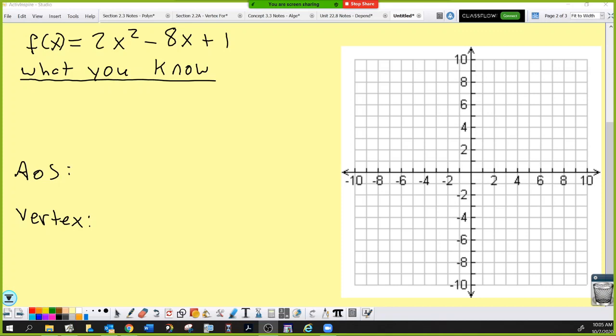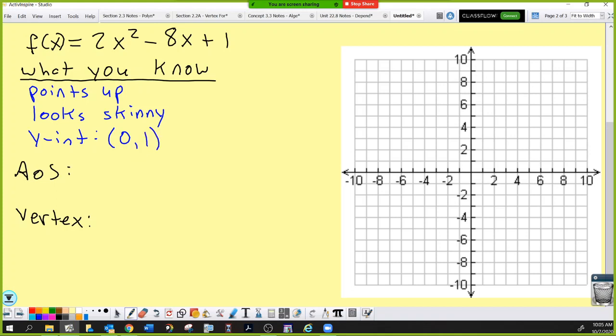Let's see. I'm just going to run through it just so we can have a completed example before the bell rings. What do I know? I know it points up because the number in front is positive. I know that it looks skinny because the number in front is bigger than 1. And I know its y-intercept is going to be at 0, 1. That's free. I'm going to go ahead and put that on there. 0, 1. I didn't have to work for that.